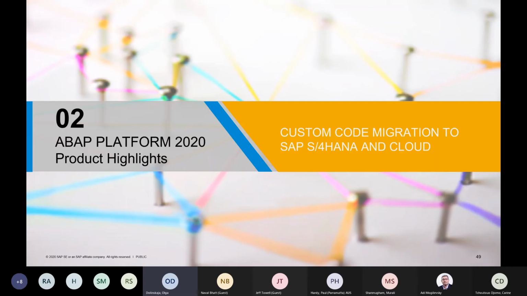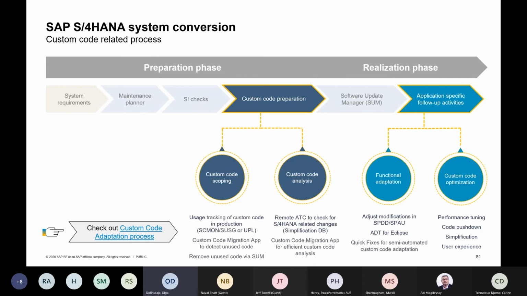Custom code migration to SAP S/4HANA and cloud. Let's start with the custom code migration to SAP S/4HANA. What you see on this slide is the traditional SAP S/4HANA system conversion process. And during conversion of your ERP system to the new S/4HANA world, you can also take over your custom code, which you have developed in the on-premise world of ERP, to the new on-premise world of SAP S/4HANA Digital Core.